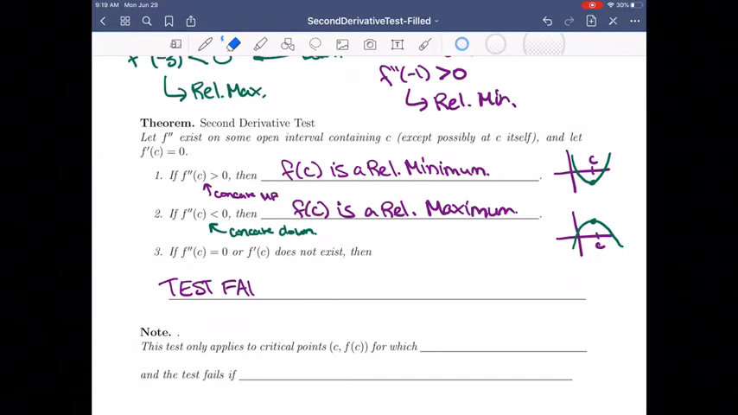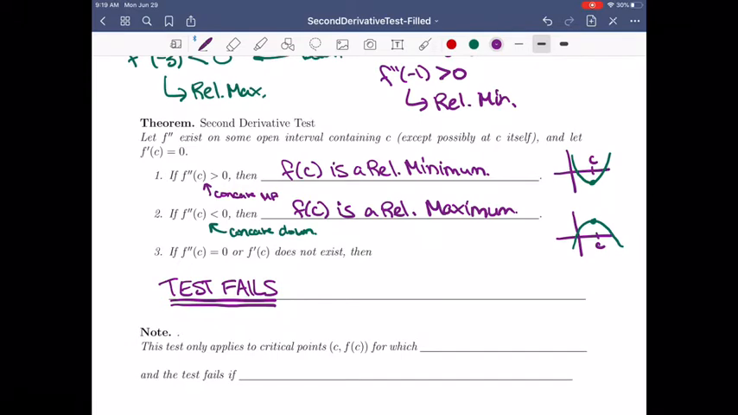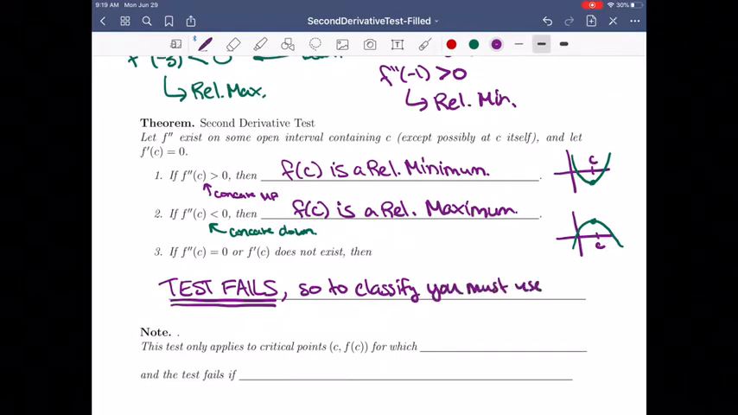Okay, so what that means is it tells us nothing. It does not tell us that it's neither. It doesn't tell us that it's not a relative max or min. It just tells us that this test didn't work. So to classify these types, you are going to have to use the first derivative test, which is the increasing, decreasing one, which never fails.